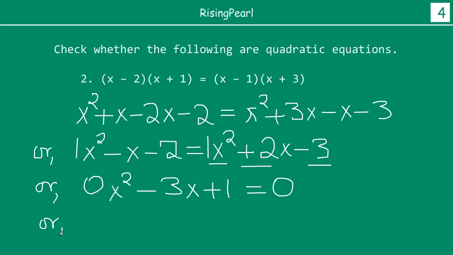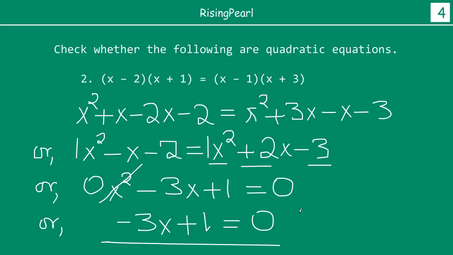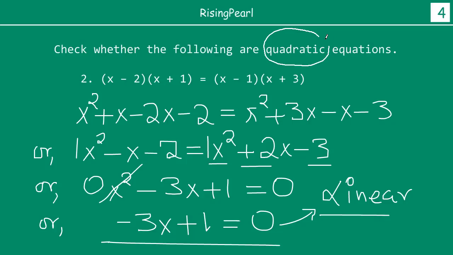In other words, the x square term goes away because 0 times x square is 0. So we have minus 3x plus 1 equal to 0. Interestingly enough, even though it apparently seemed like a quadratic equation, this is actually a linear equation. This is simply a linear equation and not a quadratic equation. So this is not a quadratic equation, right?